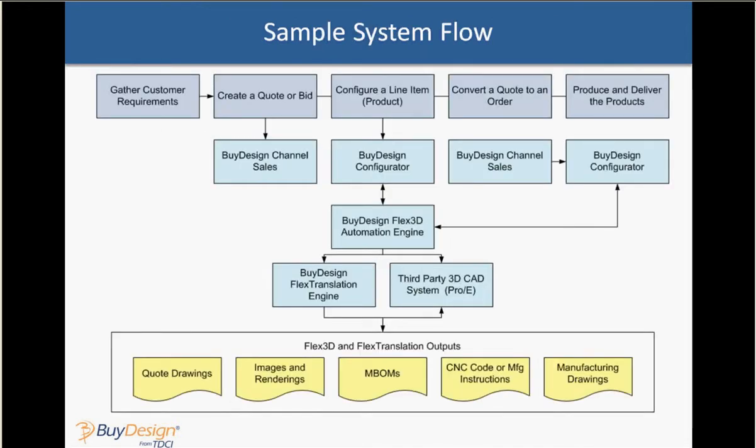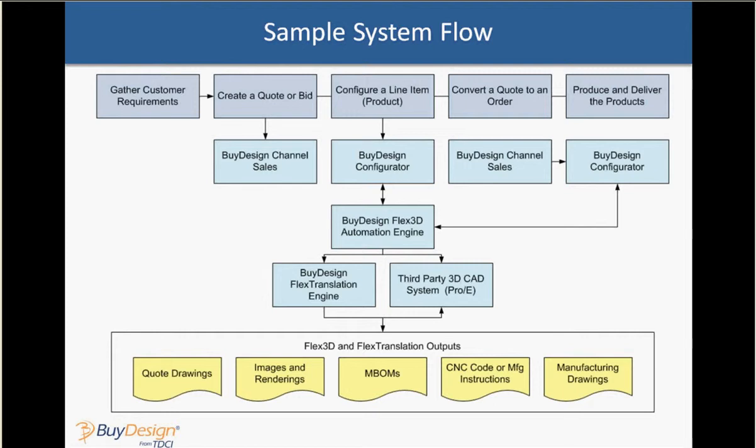Create a quote or a bid. At that point, By Design channel sales is doing its job. At some point, you're configuring a line item or a product. At that point, the By Design configurator is executing. Now it can directly talk to Flex 3D, the automation engine, which talks to third-party CAD products.